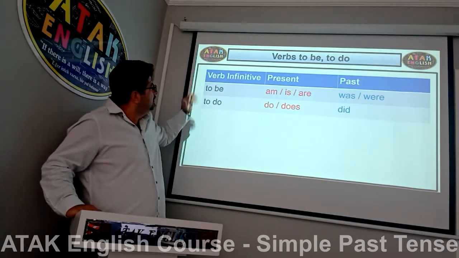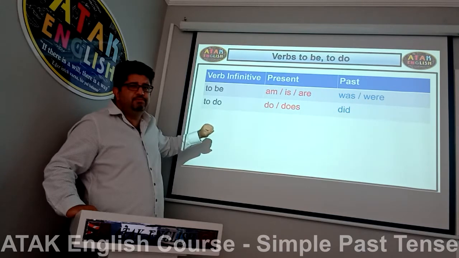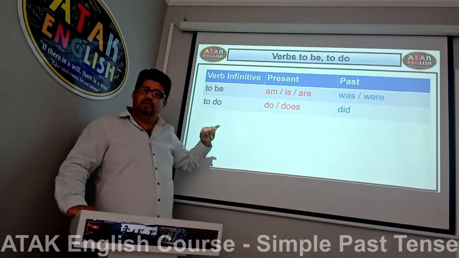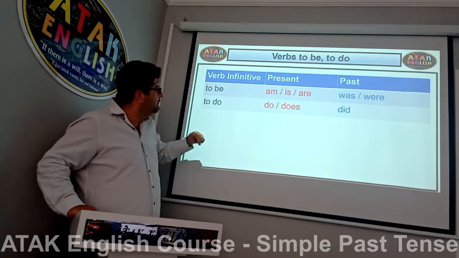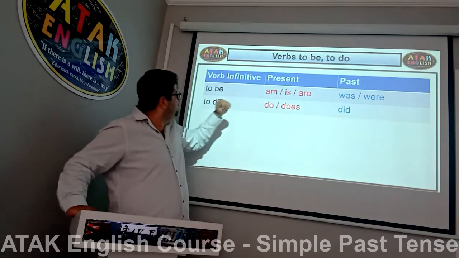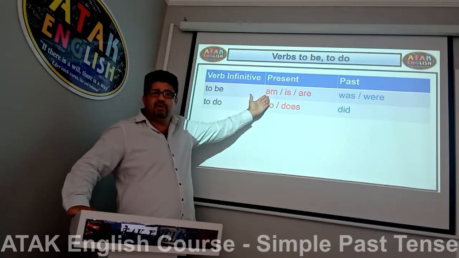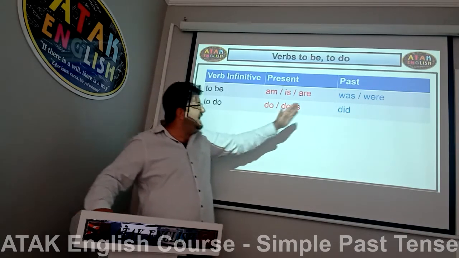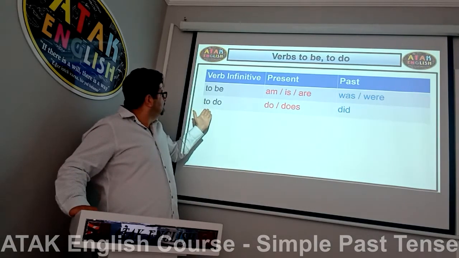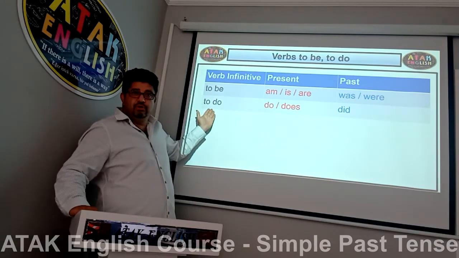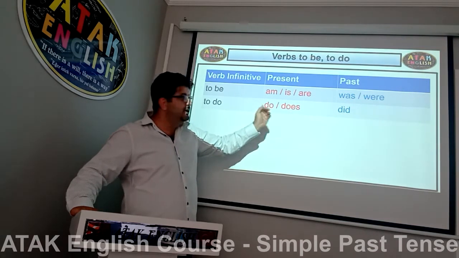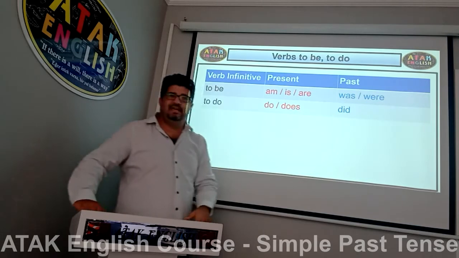Two important words, to be and to do. They are a little bit problematic too. Present forms of to be are am, is, are. Past forms are was, were. Verb base form to do, present form do, does, and past form did.